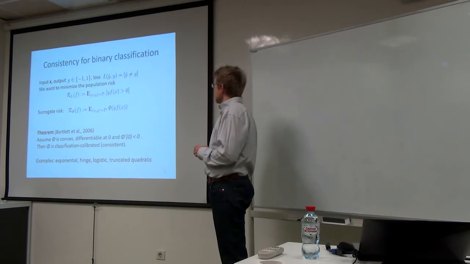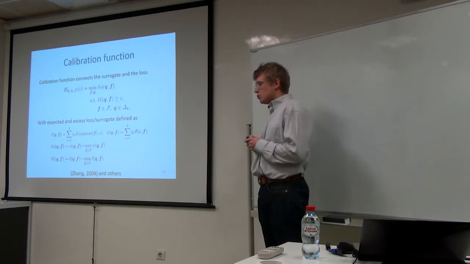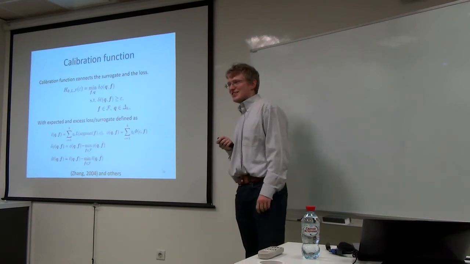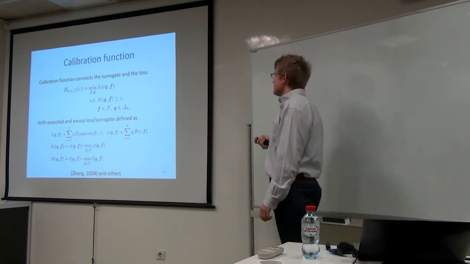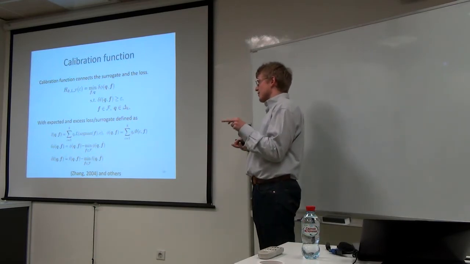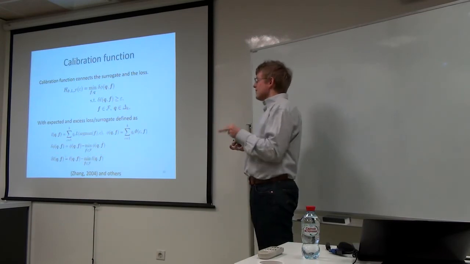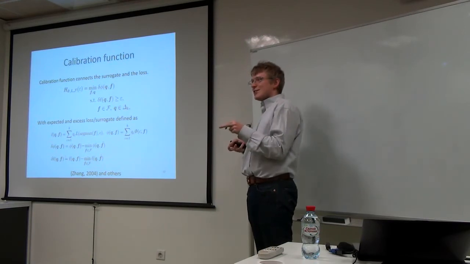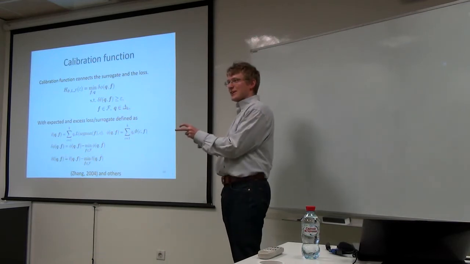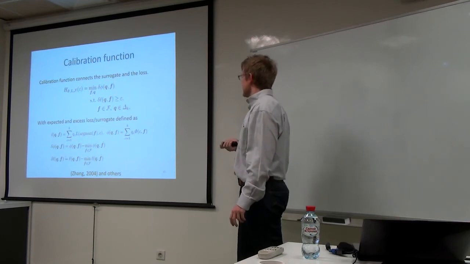Okay. So what do people do when they go to the multi-class case? Here there is a very important notion of calibration function. What is the calibration function? It tells you the minimal possible excess of the expected surrogate loss, given that the excess of the expected real loss is big enough. Here epsilon is the parameter, how big the excess of the real loss is, and this quantity shows the excess of the surrogate loss.